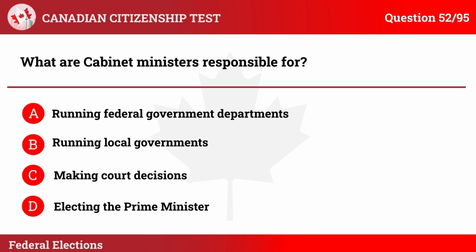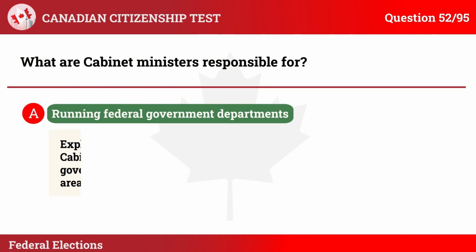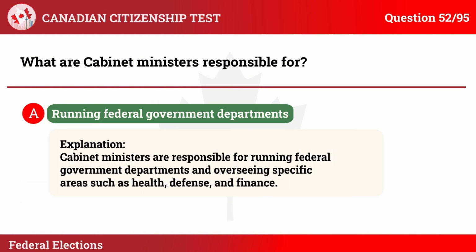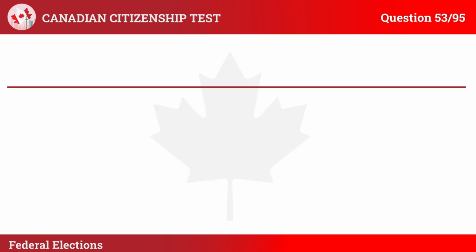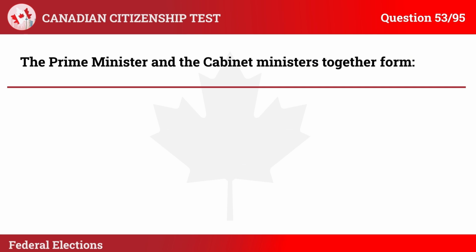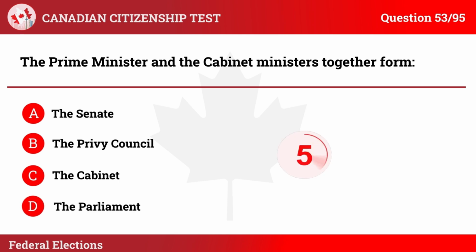The correct answer is A. Running federal government departments. Explanation: cabinet ministers are responsible for running federal government departments and overseeing specific areas such as health, defense, and finance. Question 53. The Prime Minister and the cabinet ministers together form A. The Senate. B. The Privy Council. C. The Cabinet. D. The Parliament.